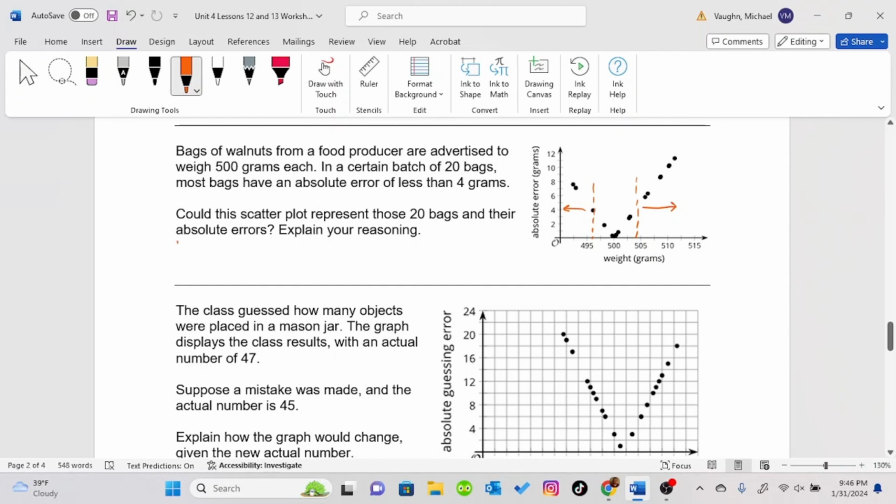So for this one, no, because most points are more than 4 grams above or below 500.